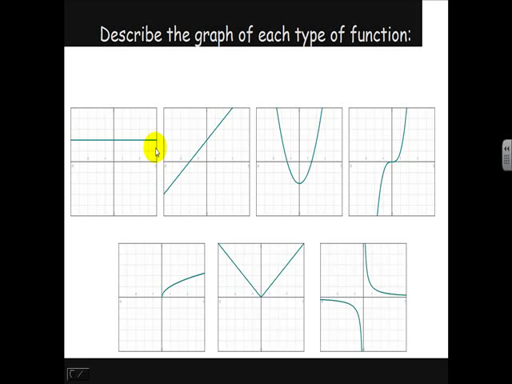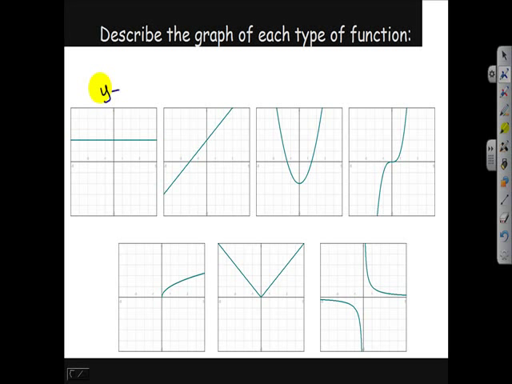So let's go ahead and write these so you can get to know these types of functions. Again, this is just a simple linear function, y equals some number. This is linear, y equals mx plus b, where you can see the slope and the intercept. This is y equals x squared, but it's been shifted down by some value, looks like 2. This is y equals x cubed. This is y equals root x. This is y equals absolute value of x. And this last one is y equals 1 over x.